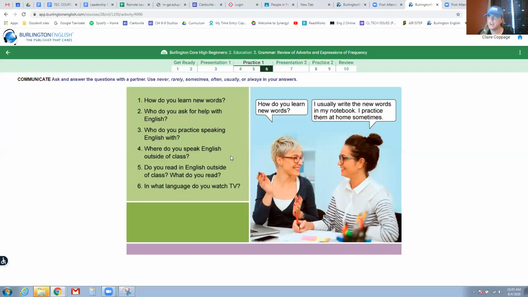Number 4, where do you speak English outside of class? Yes, I do. Good. And where? ¿Dónde? My home, in storing. In the stores? In the store? Yes. Good. Number 5, do you read in English outside of class? What do you read?